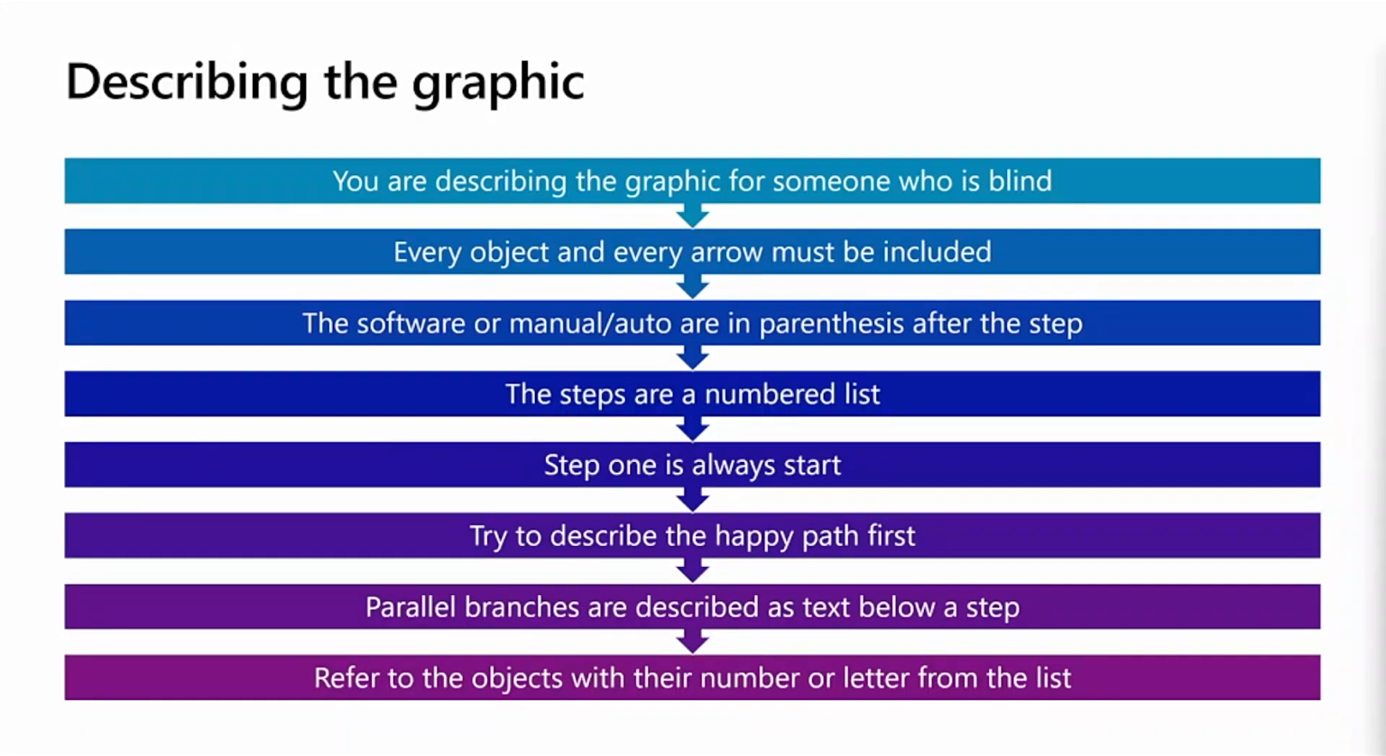If you do have parallel branches, so if you have an object that has 2 arrows out of it, and it's a parallel step or a parallel branch, we describe that as text below the step. And when you're referring to another step in the list, so if we're jumping from step 3 to step 6 in a diagram, then we say step 6 and then whatever the name of step 6 is, so that the reader knows where we're jumping to in the list of steps.